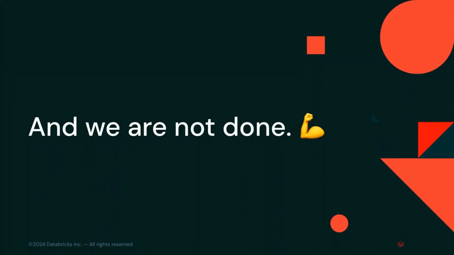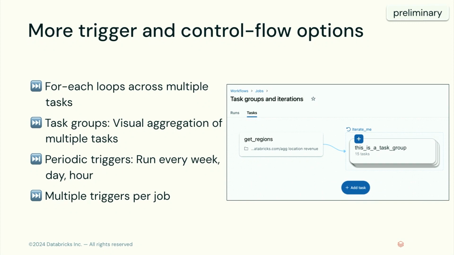So that was just the things that we've done last year until today. So what are we going to do next year? Well, first of all, we're not done with triggering yet. So more triggers and control flow options are coming.